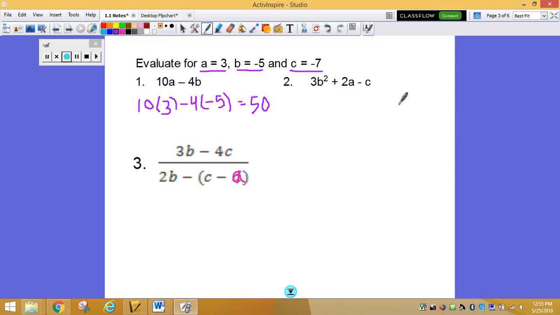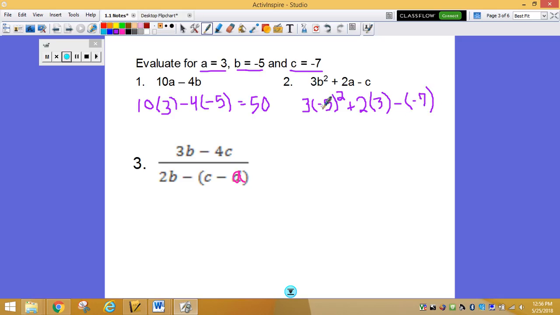If you didn't get 50, try and type it in again, but that should be your answer. All right, number 2, this is where you're going to see why parentheses helps. So I got 3. Instead of b, I'm going to plug in a -5. The squared is going to go on the outside. Then I have +2. Instead of a, I'm going to plug in a 3. Then I have minus, and c is -7.